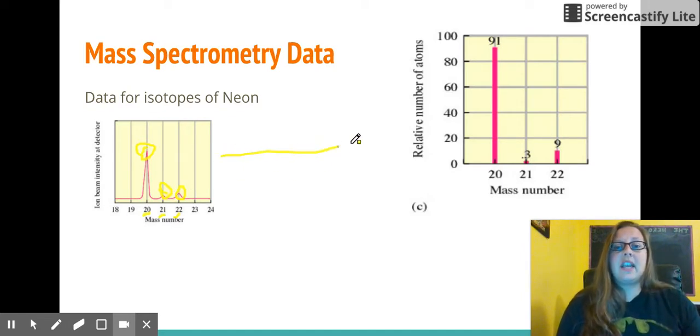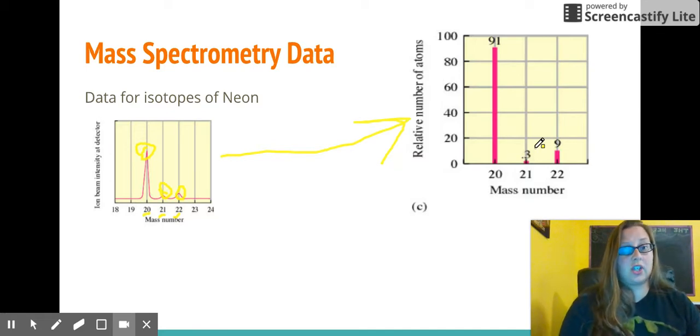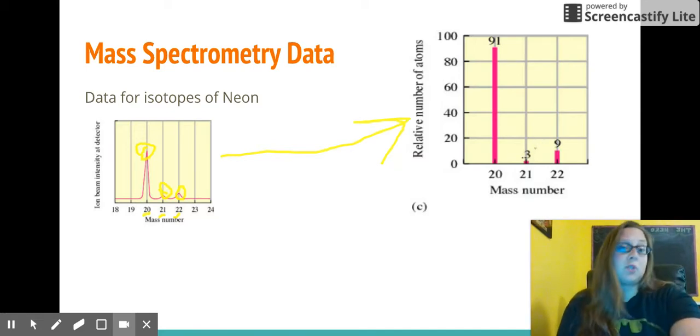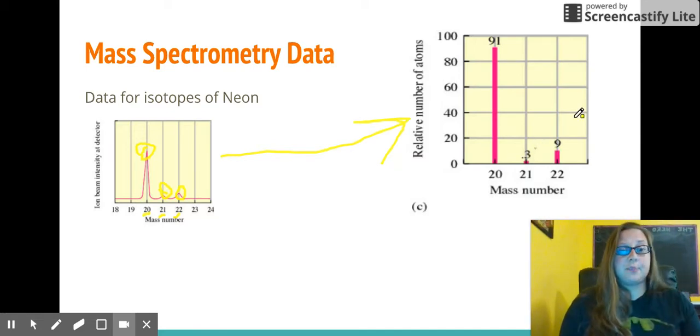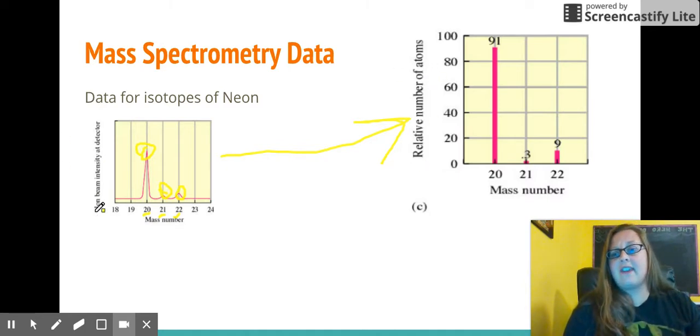Now, this data will be translated to this. This is the type of data you'll see in the question for AP, multiple choice, or even maybe free response. So instead of having the ion beam intensity, you'll see relative number of atoms that's here versus the mass number.